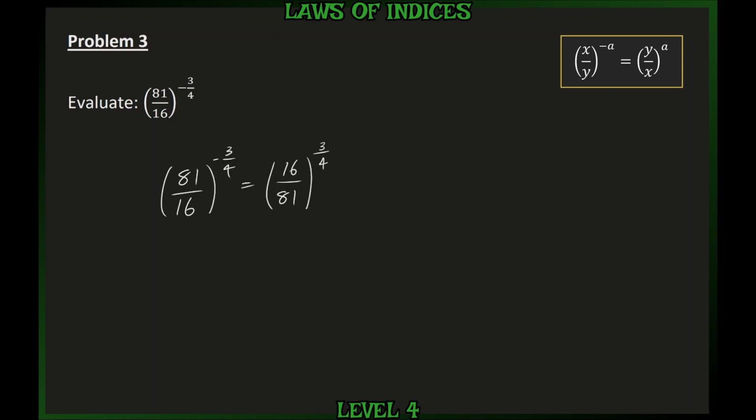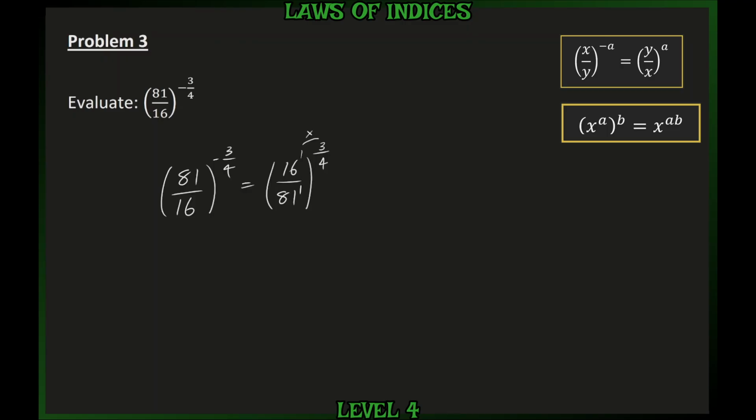We can also rewrite 16/81 as 16 to the power of 1 over 81 to the power of 1 to see really clearly that we're raising powers to powers here. And since we're doing that, we're going to use this law, which tells us that when we raise a power to another power, we multiply the two together.